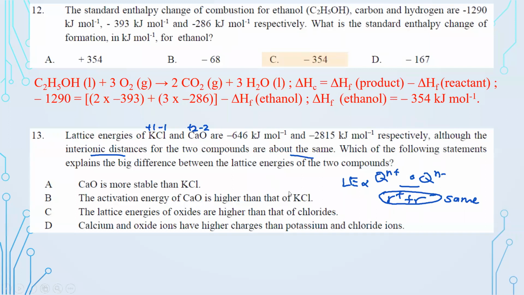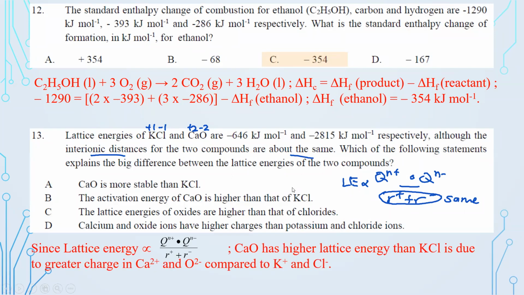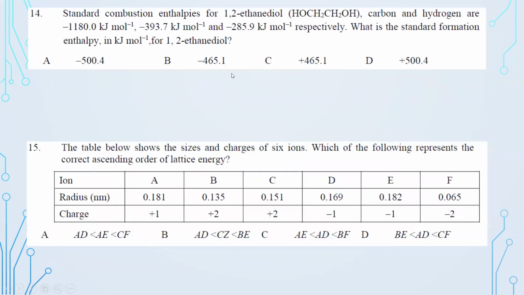Okay, so it says here that calcium has a much greater charge compared to potassium. Therefore, the best answer that describes the difference is D. So that is how you are going to answer question number 13. Then we continue to question number 14.